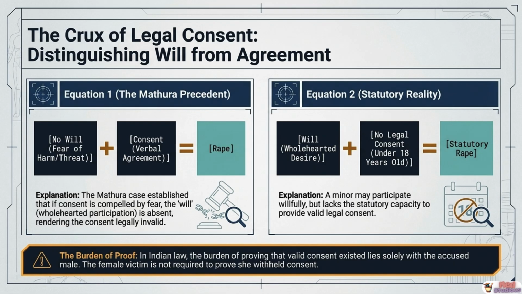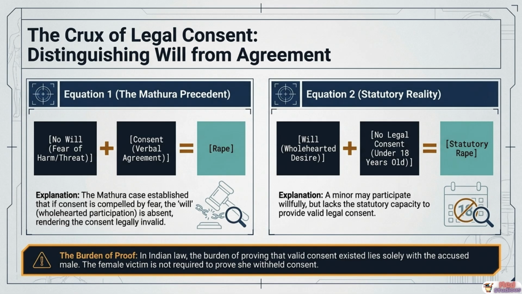Consent is the single most contested element in rape prosecutions, and forensic medicine practitioners must understand its legal architecture precisely, because their clinical documentation of consent-related findings can determine a case's outcome in court. The law draws a critical distinction between 2 concepts that the layperson might conflate: will and consent. Will refers to wholehearted, autonomous, voluntary participation, the genuine desire to engage. Consent, in a legal sense, refers to a verbal or expressed agreement, which may or may not reflect genuine will.